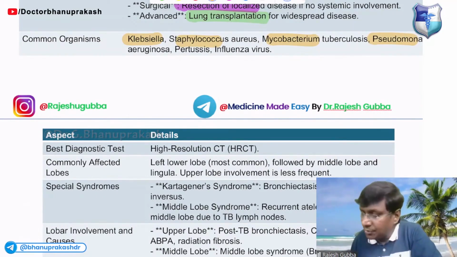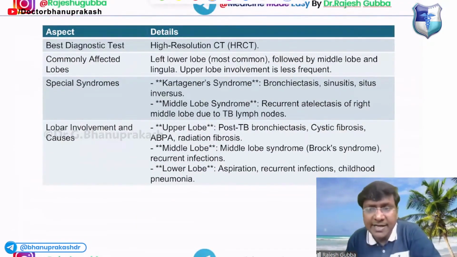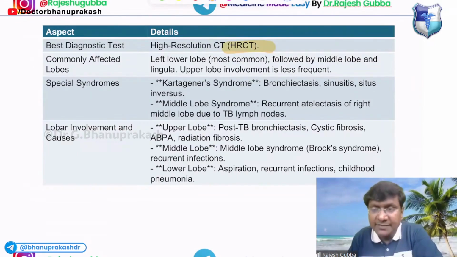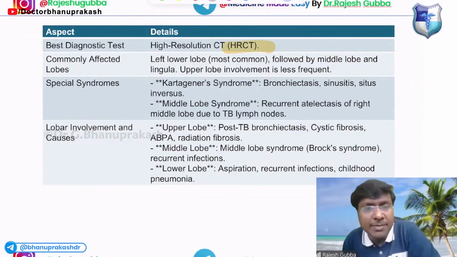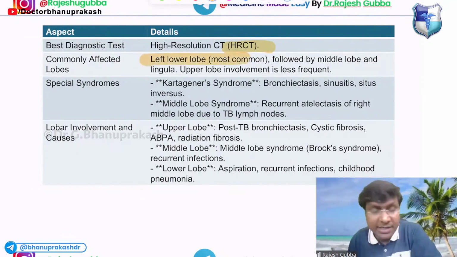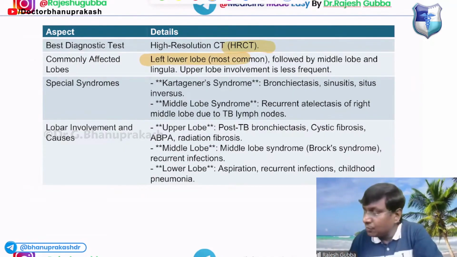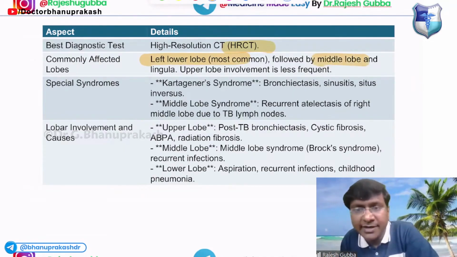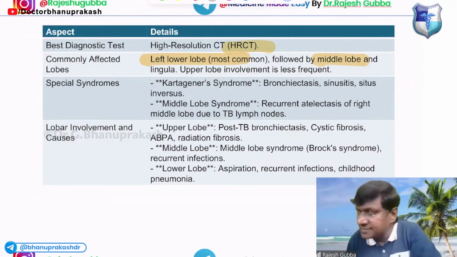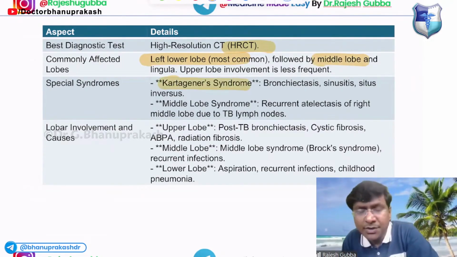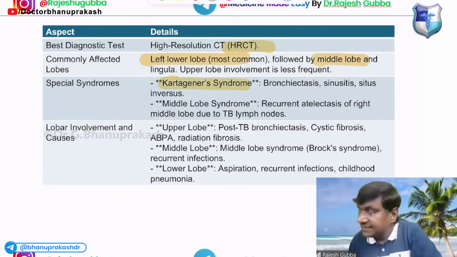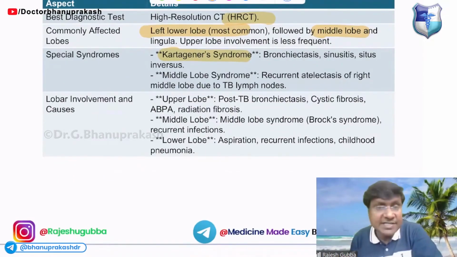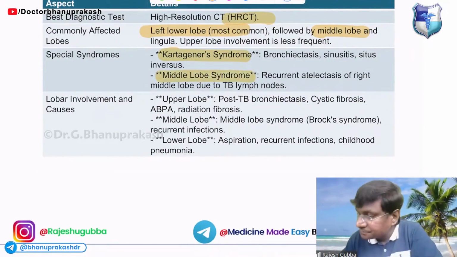So this is about bronchiectasis. To quickly recap bronchiectasis, the investigation of choice is what? The HRCT. And you have to know which particular lobe is commonly affected in bronchiectasis, that is the left lower lobe. And after the left lower lobe, you have the involvement of the middle lobe. We were discussing these special syndromes, that is Kartagener syndrome, where you have the components as ribs. Then we were discussing, what is this middle lobe syndrome? Middle lobe syndrome is nothing but Brock syndrome.